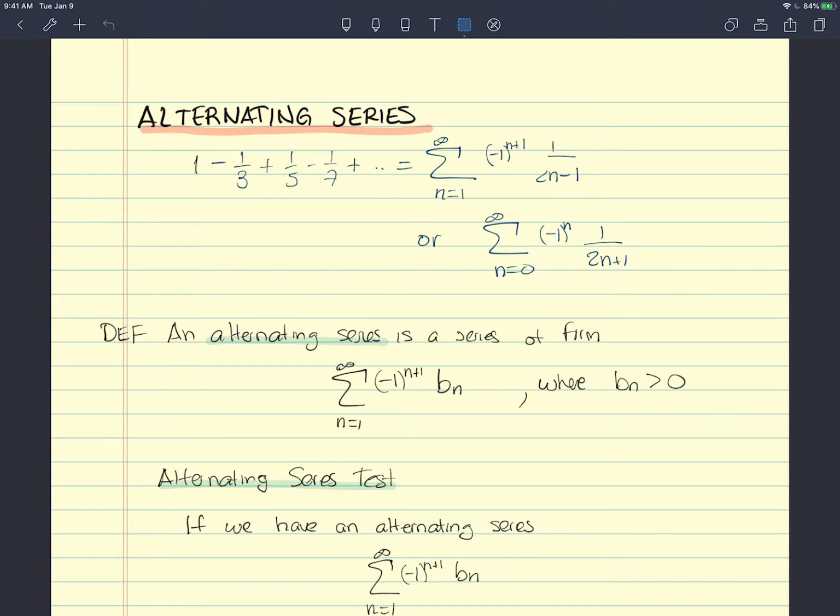Hi, in this video we'll talk about alternating series. An alternating series is a series that alternates in sign. That's the term we're using, alternating. I have an example here where the first term is positive, then you have a minus, then a plus, then a minus, and so on. So that's the alternating part of this.